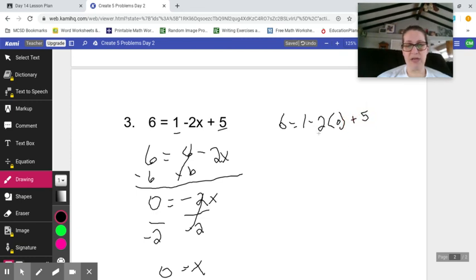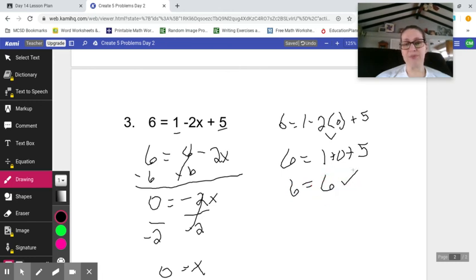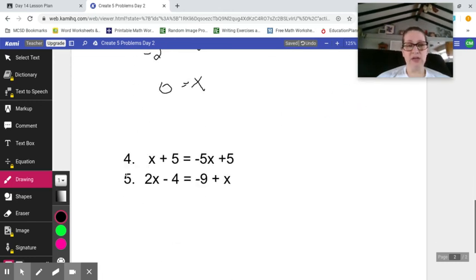Okay, I'm going to do the multiplication first. Negative 2 times 0 is 0. So 6 equals 1 plus 0 plus 5. Okay, and 5 plus 1 equals 6. So it checks. Okay, again, here's question 4 and 5.